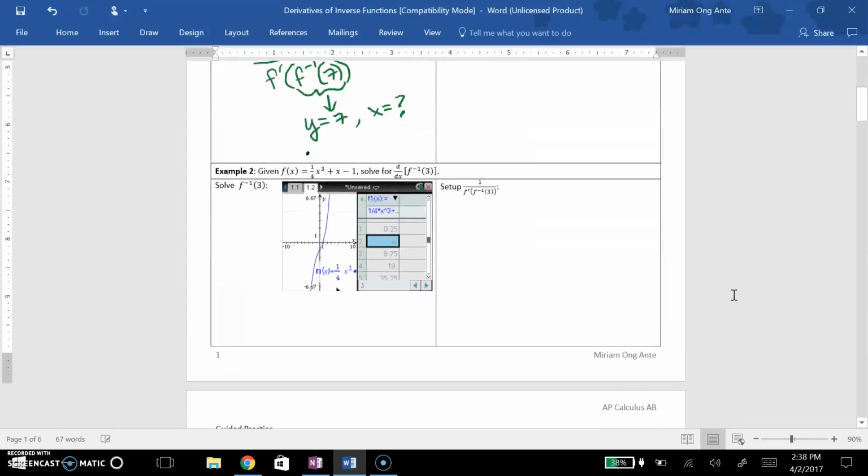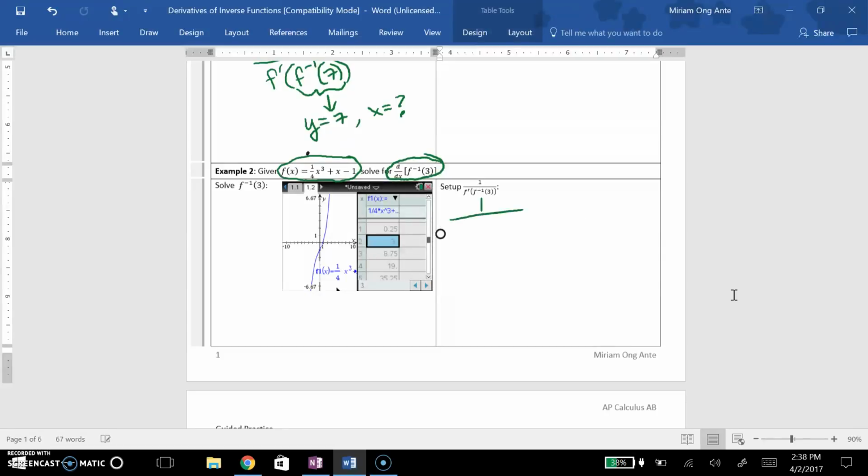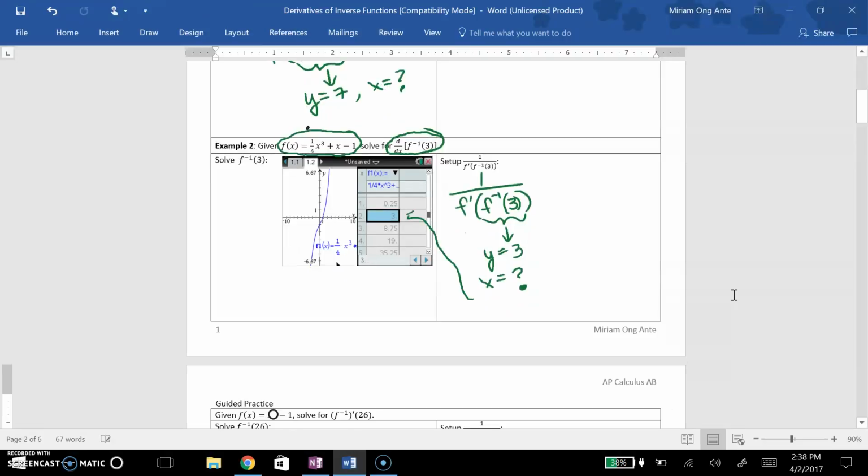So looking at example 2, they give us the function. They want to solve for the derivative of f inverse of 3. Well, we know the setup is 1 over f prime, f inverse of 3. And this here means when y is 3, what is x? We can look at the table and spot it because we graphed the function in the table. It says y equals 3, then x has to be 2. So this means we have 1 over f prime of 2.